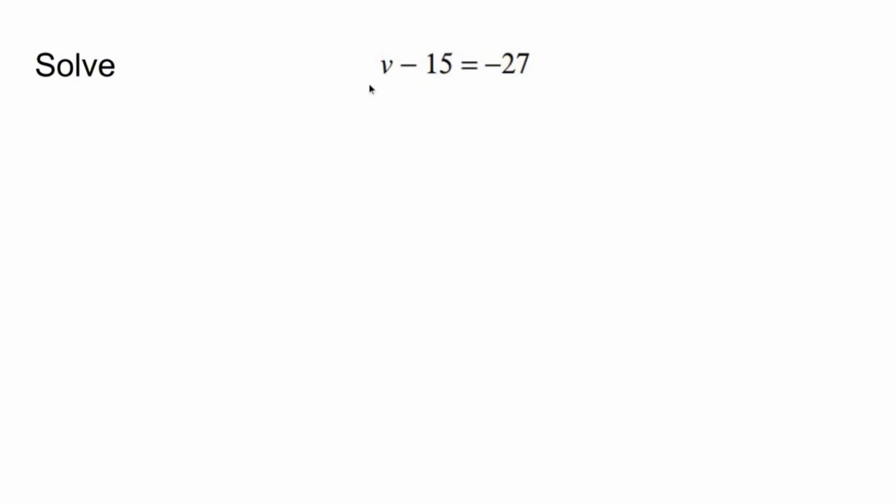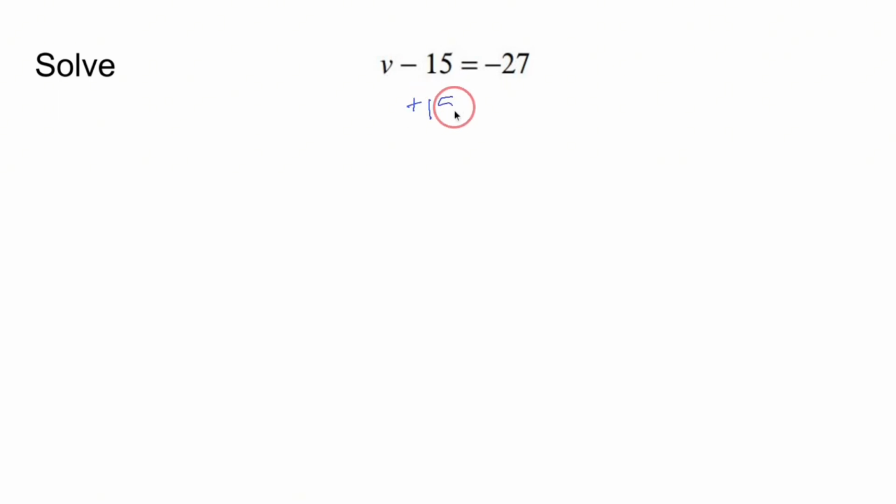In Algebra 1, you're going to solve a lot of equations. And what you do to solve an equation is you make sure you get a variable all alone on one side of the equal sign. Well, v minus 15 means v is not alone. Minus 15 is in the way. So the way you get rid of minus 15 is you do the opposite of minus 15, or the inverse of minus 15, and that's to add 15.